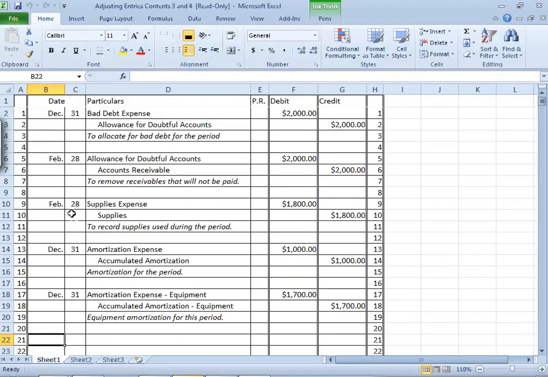And so on February 28th, for example, let's say we've determined that we've used $1,800 worth of supplies. So supplies expense would be debited $1,800, and again that's for the purpose of the income statement later on. And supplies have gone down $1,800 in that period of time, in order to record supplies used during the period.